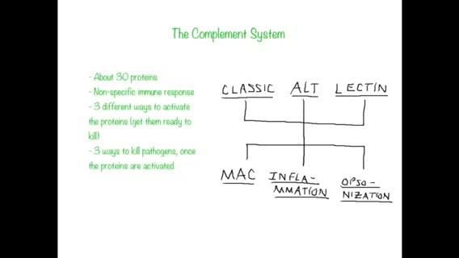So you have three ways to activate the proteins, or get them ready to kill. They are the classic pathway, the alternative, and the lectin pathway. These will all be reviewed later on in separate parts of this video. There are also three ways to kill pathogens once the proteins are activated. There's the MAC, or membrane attack complex. There's the inflammatory response, which involves histamines. And there's opsonization, which involves phagocytes and macrophages. Alright, so we will first quickly move on to the classic, alternative, and lectin pathways.